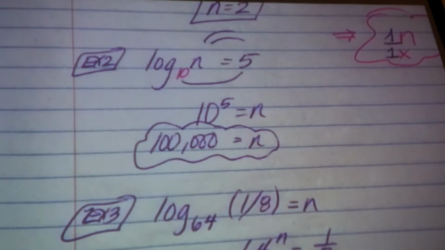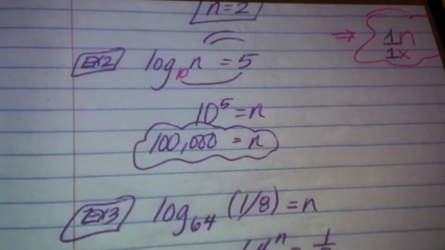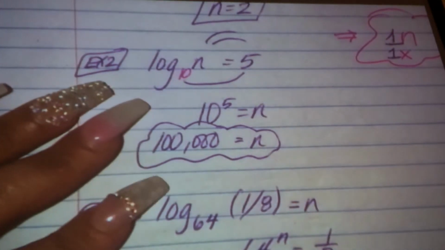So how would I know that? Well, a 1/2 fraction, what's the square root of 64? 8. Do I want 8 or do I want 1/8? So I know it's a 1/2 because the square root of 64 is 8, but I don't want 8, I want 1/8, so I have to make a negative 1. Here's your doyo.